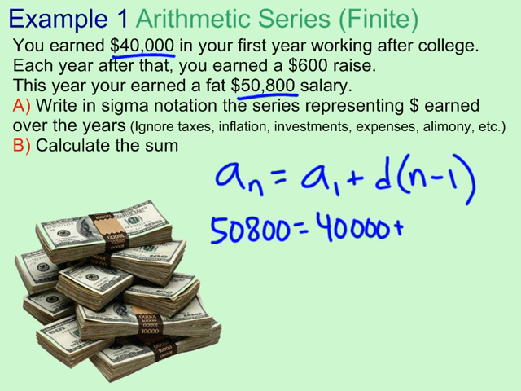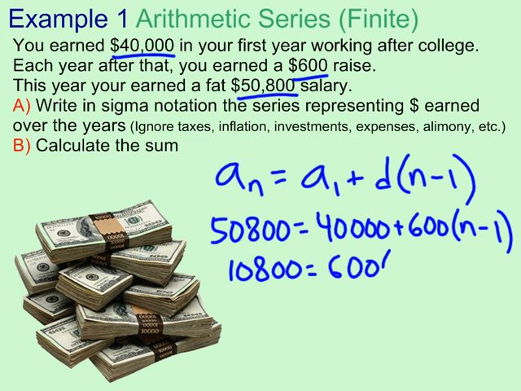The d in this case, the common difference, every year you're adding 600 on top of the previous salary, so 600 times n minus 1. All right, so let's subtract 40,000 from both sides. That'll give us 10,800 equals 600 times n minus 1.